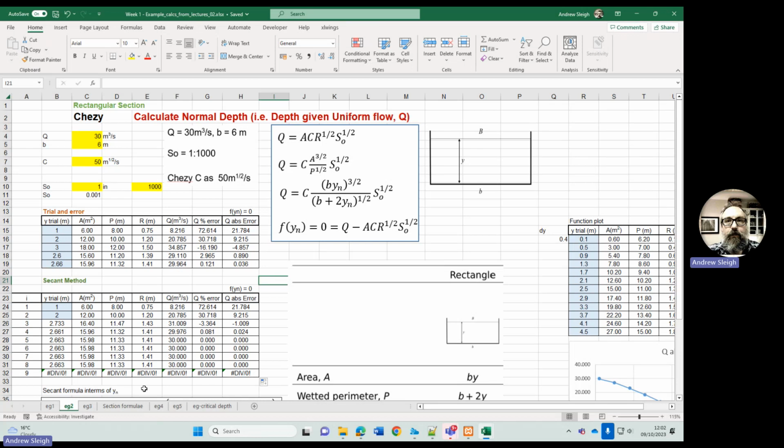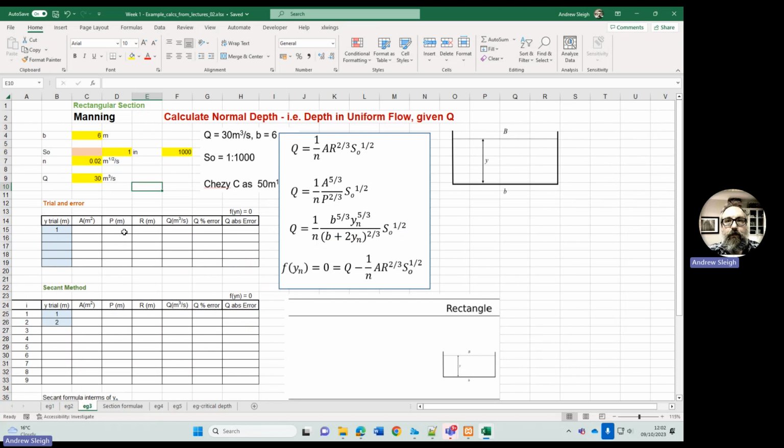Now we want to be able to do this with Manning's, because Manning's is much more common. So let's look at the Manning's example. Well, we've got the same shaped channel, the same rectangular channel. We've been given a flow of 30 here, and we've been given a Manning's n of 0.02, although I just noticed that there's a mistake. That should say Manning's n, what the Manning's n is. Anyway, the Manning's n is 0.02.